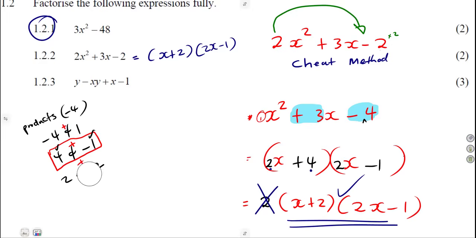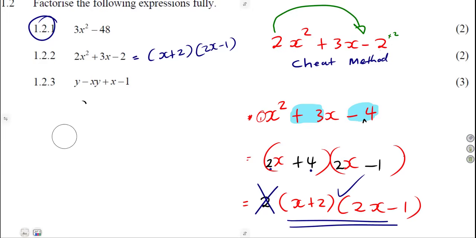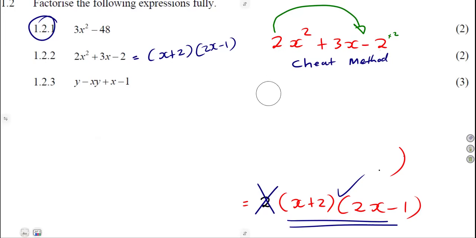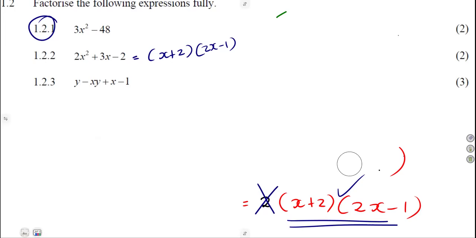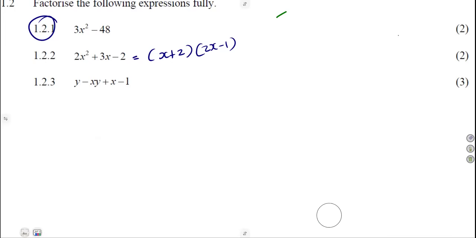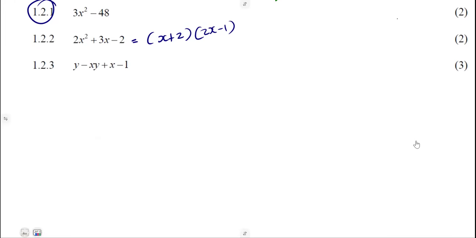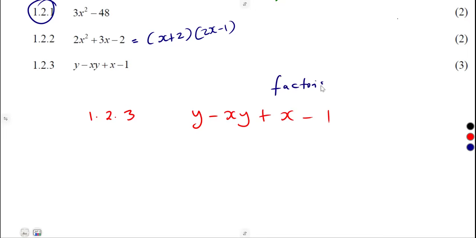All right, so I want you guys to use any other method that you learned in your class, using these ones also from your YouTube videos. You're going to see that you're going to obtain the same answers if that is a valid working that you are using. All right, 1.23, we are given y minus xy plus x minus 1. Remember, the concept is to what? Is to factorize. We are supposed to factorize.